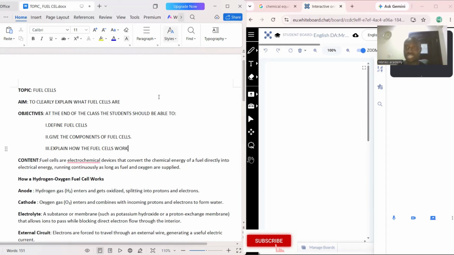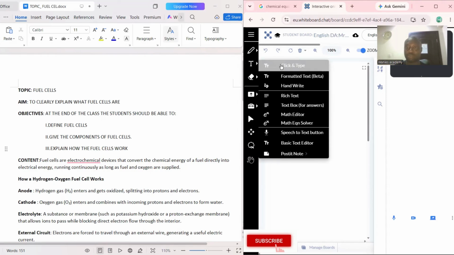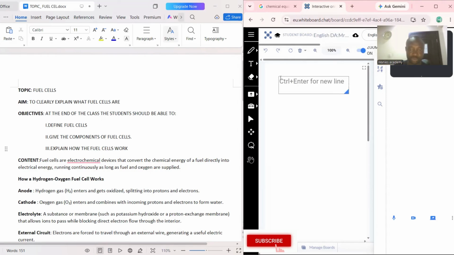Now let's look at a typical fuel cell and its components. We have what we call the hydrogen oxygen fuel cell. That is an example of a type of fuel cell, and we'll be using it as a typical example for our explanation in this class. Now, in any typical fuel cell, there are some components that are typically found in it.